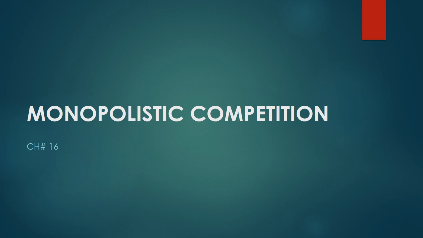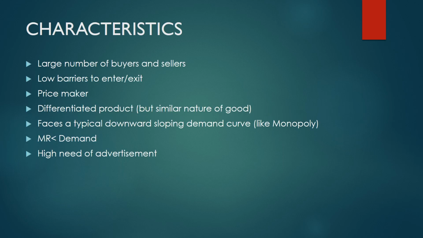We're moving on to monopolistic competition. It's chapter 16. As the name suggests, monopolistic competition is a hybrid of monopoly and perfect competition. As I mentioned before, it's a mashup of perfect competition and monopoly, because some of its traits are like monopoly and some of its traits are like perfect competition. So, like perfect competition, monopolistic competition also has a long run and a short run scenario.